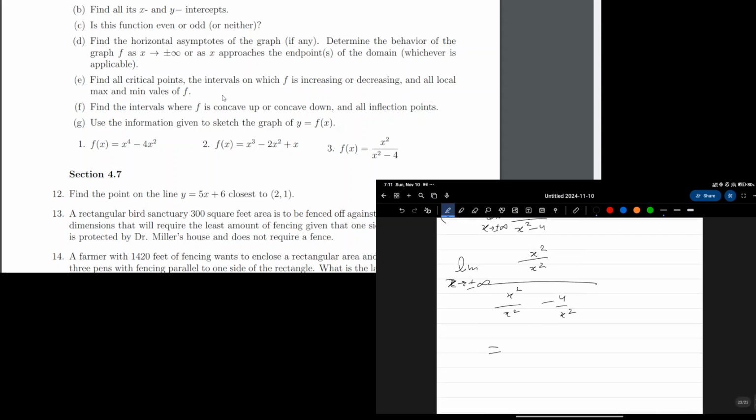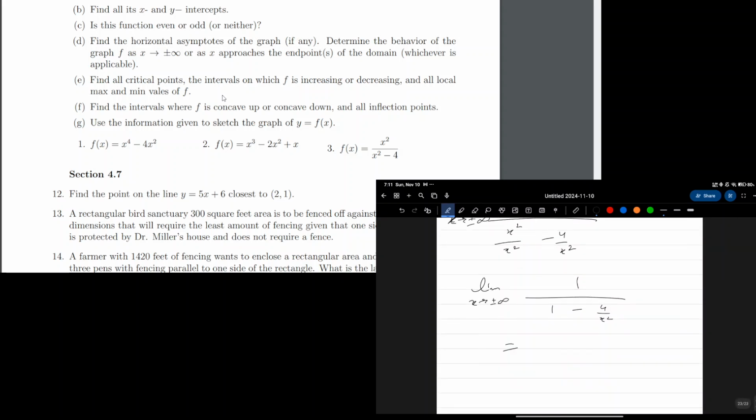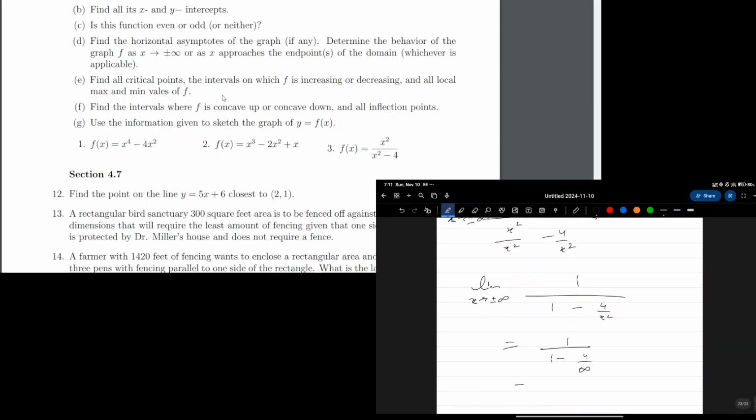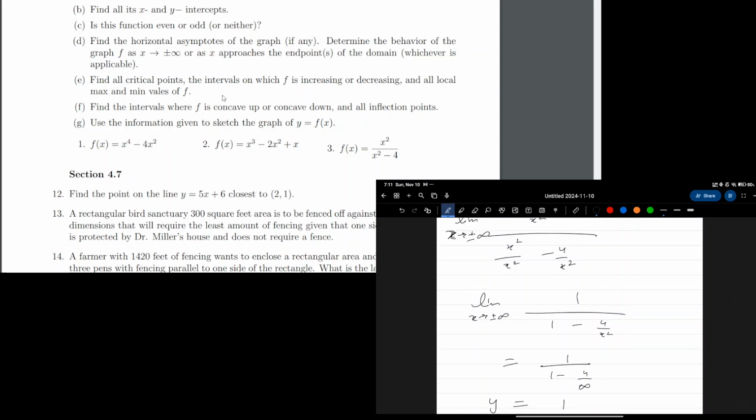So now this becomes 1 over 1 minus 4 over x squared. Now basically, because it is x squared, I don't really care if it's plus or minus infinity. It's going to make it positive. So this becomes 1 over 1 minus 4 over infinity. 4 over a very big number is just 0. So it makes it 1 over 1 minus 0, which is just 1. So I have a horizontal asymptote at y equals 1. Okay?